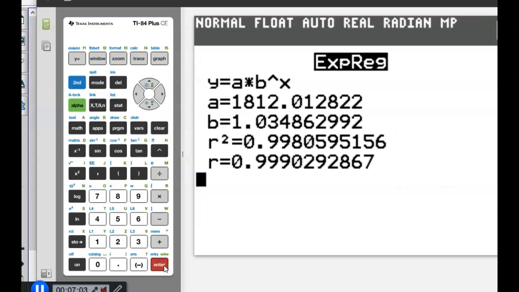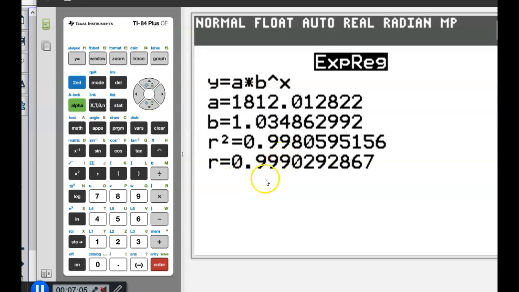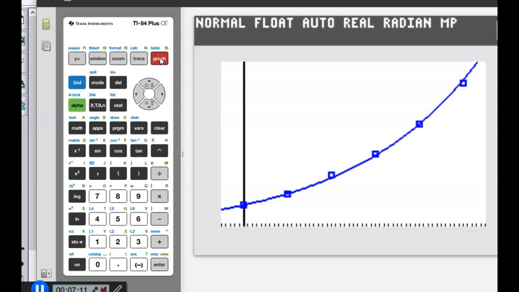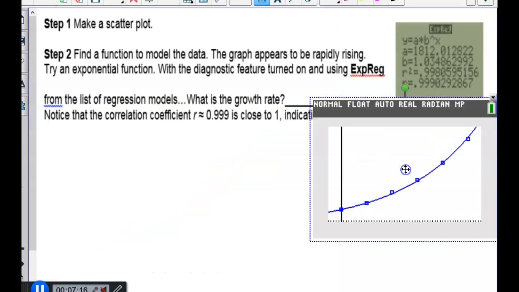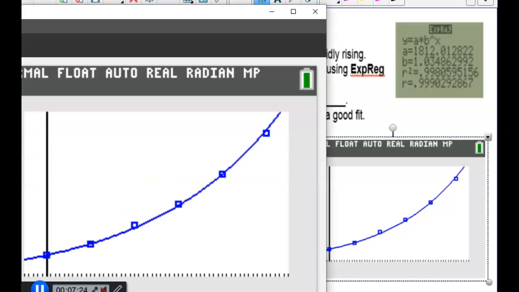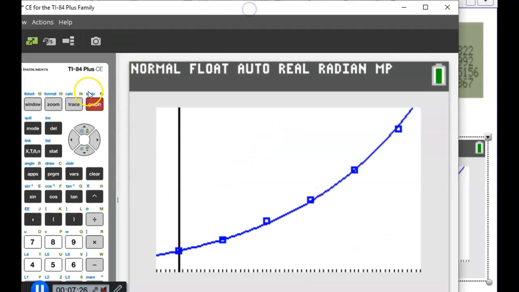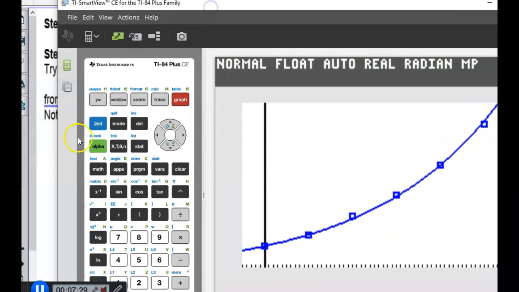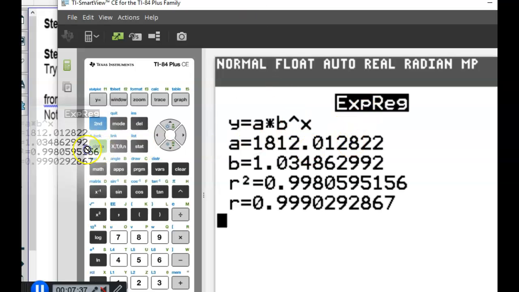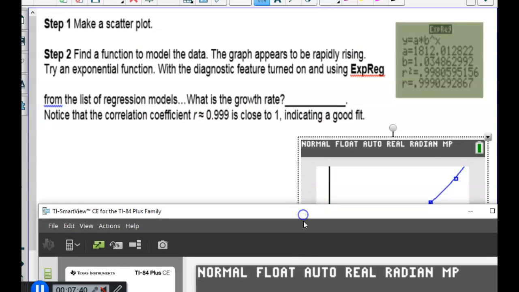All right, if I hit enter, I get this. Anybody else getting this? Since I stored it, I could also look at the graph, and it's doing a nice job of hitting all of those points. So it seems to have a really good fit. All right, the equation we came up with was here.